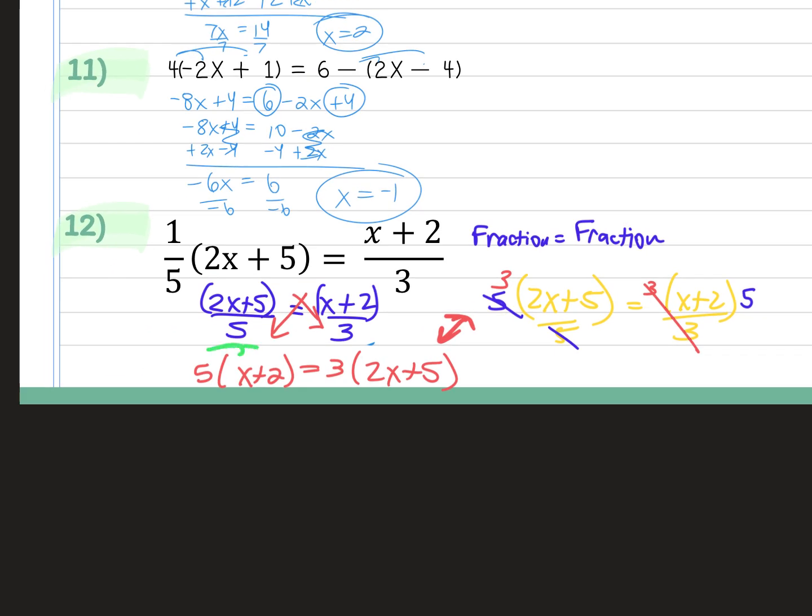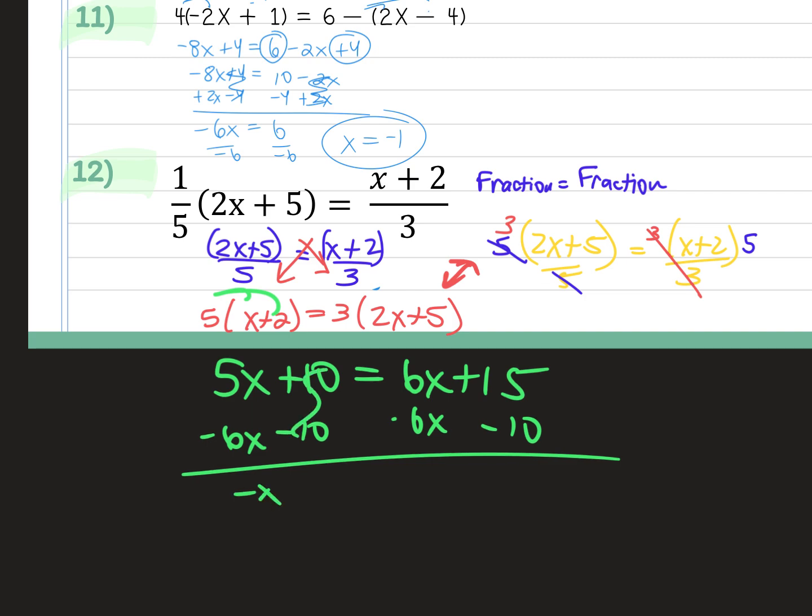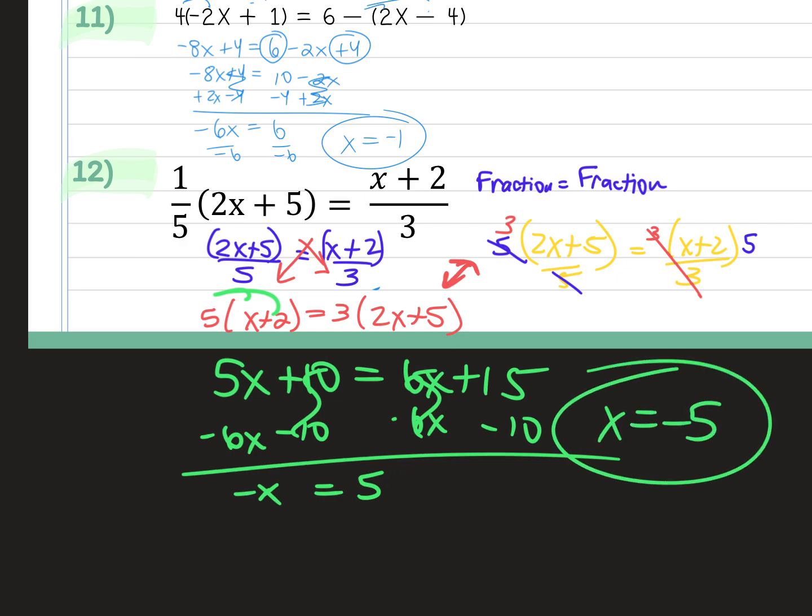So now, what do? I distribute. I have 5x, what? Plus 10 equals, what? 6x plus 15. Perfect. Numbers to one side, variables to the other. So I have negative x equals 5. So what does x equal? Negative 5. Perfect. Divide by negative 1. And then go ahead and plug it back in. Plug it back in and see if it works.